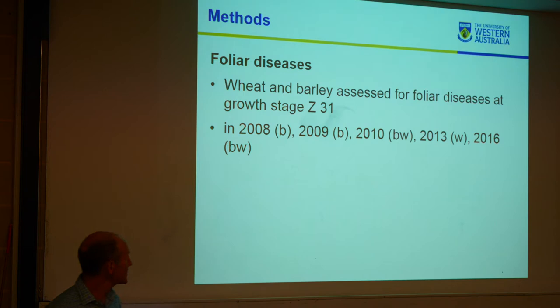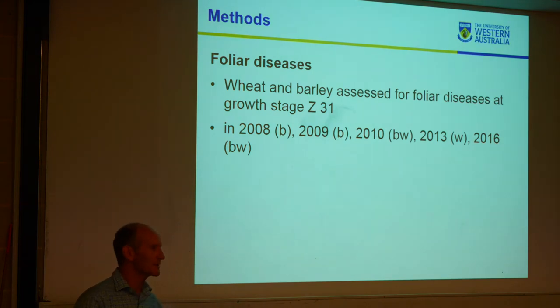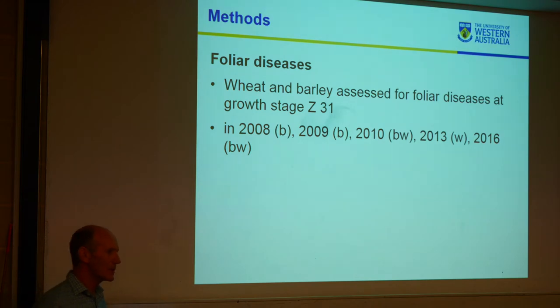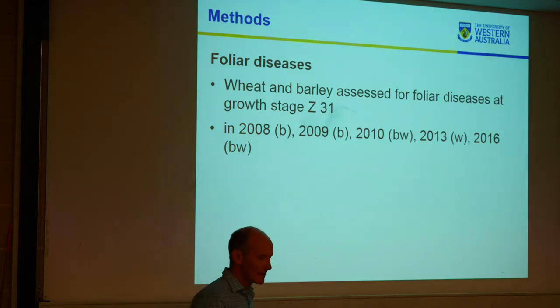In terms of the methods, we did measure foliar diseases working with DPIRD as well. But we mainly focused on the wheat and barley. And so we measured those foliar diseases over a number of years. I should emphasize we didn't measure the canola diseases because we only had the one canola crop in there.